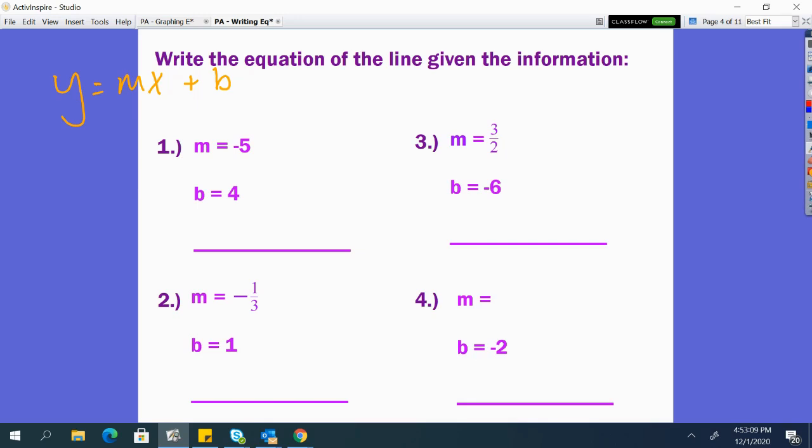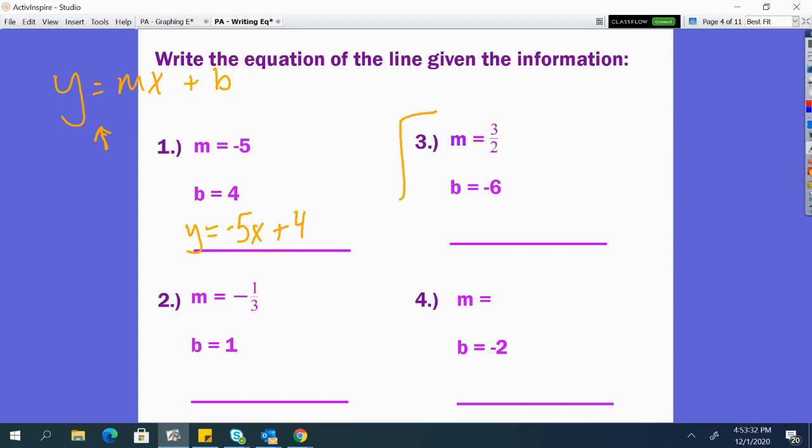My m, well, first we write y equals, just like up here. Then my m is -5. I don't see the letter x, so I'm going to write x. And then I have a +4, so +4. That is all you're doing, guys. You're literally plugging these numbers in to that formula.